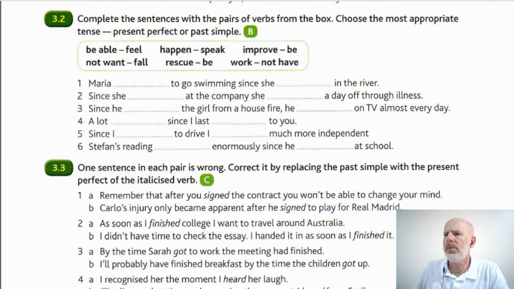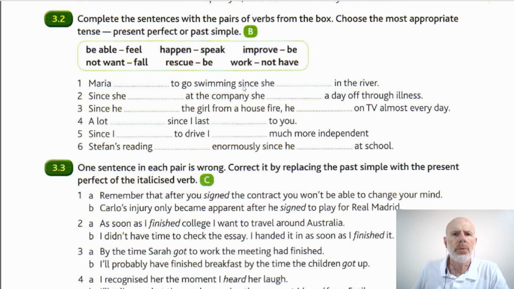What do you have to do in that exercise? We have pairs of verbs. We have to use them together, according to the meaning. Complete the sentences with the pairs of verbs from the box. Choose the most appropriate tense, past simple or present perfect. Be able, feel, not want, fall, happen, speak, rescue, be, improve, and be, work, and a negative one, not have.